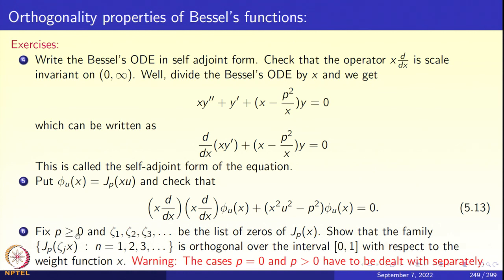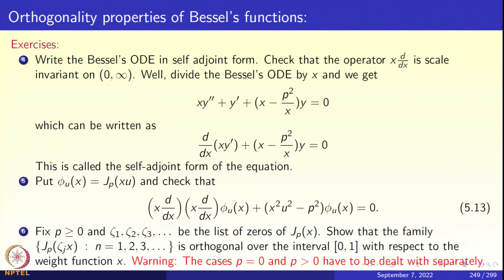So first I'm going to assume p is greater than or equal to 0, because p squared appears and p is real, so I may as well assume it's non-negative. zeta_1, zeta_2, zeta_3, ... is a list of zeros of the Bessel function. Show that the family J_p(zeta_j x) is orthogonal on the interval [0, 1] with respect to the weight function x. What do I mean by saying with respect to the weight function x? Let us call this phi_j(x). So I mean phi_j and phi_k are orthogonal with respect to the measure x dx. In other words, the integral from 0 to 1 of phi_j(x) phi_k(x) x dx is 0 if j and k are distinct. That's the meaning of saying orthogonality with respect to the weight function x.